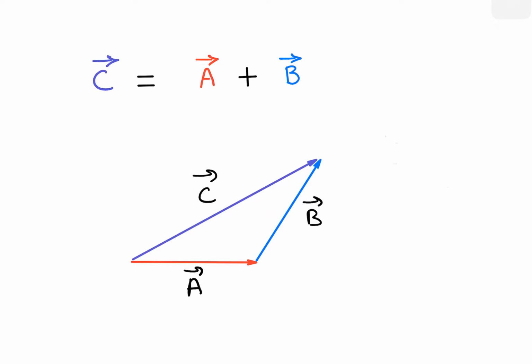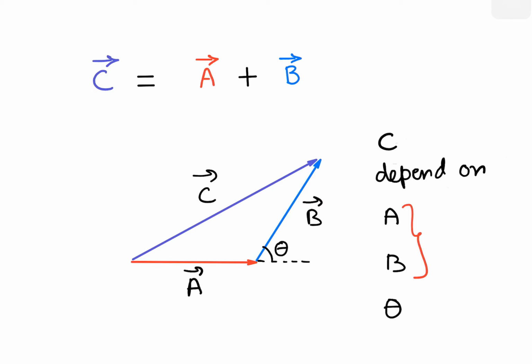Now the magnitude of vector C, that is C, will depend on the magnitude of vector A, the magnitude of vector B, and the angle between vectors A and B. The angle between vectors A and B will be this thing, theta. Now suppose we keep the values of A and B fixed and we only change the angle theta. Then how would the magnitude of vector C change?